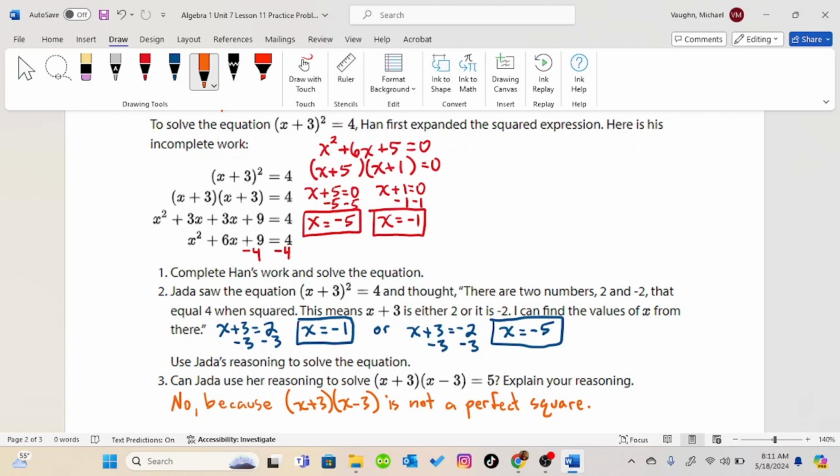If you have any questions about anything we've done on lesson 11 practice problems, please use class time to ask for further clarification now so that you are better prepared when we move into the lesson 12 practice problem.